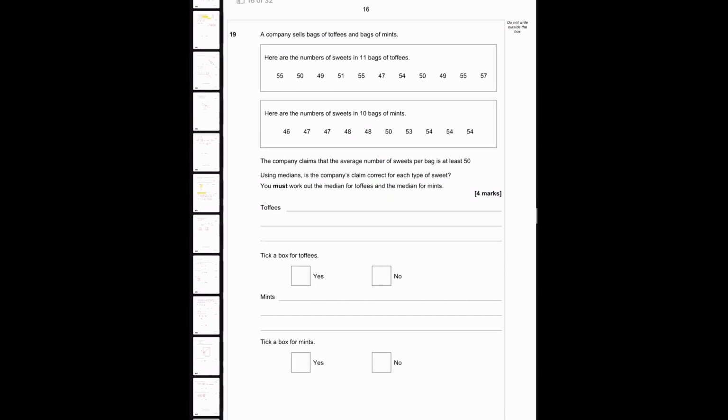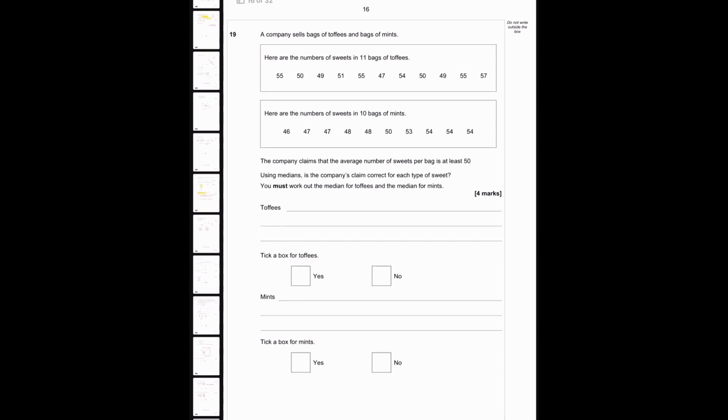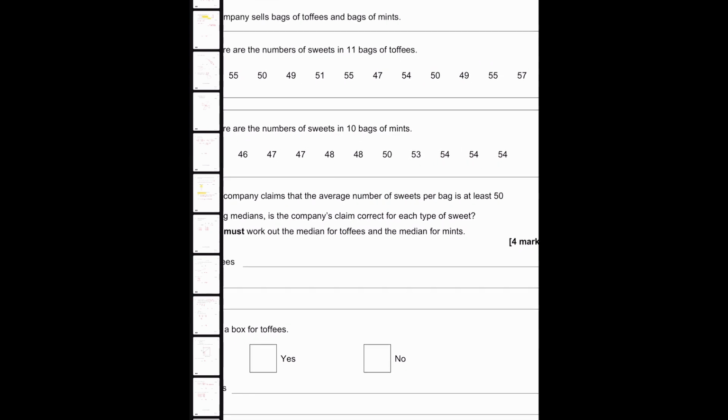Question 19 says that a company sells bags of toffees and bags of mints. We have then been given a list of the number of sweets in each bag. The company claims that the average number of sweets per bag is at least 50. Using medians, is the company's claim correct for each type of sweet? For this question, let's focus on one sweet at a time.